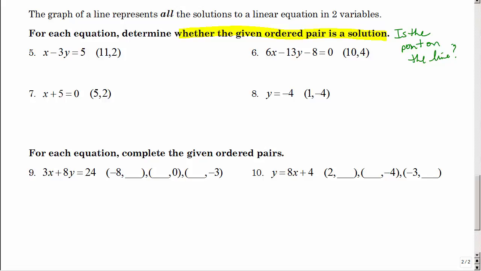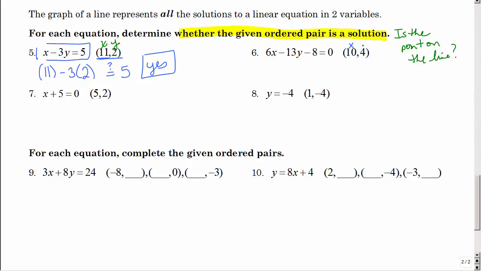So how do we know if it's a solution? Well, this is x, this is y. So we're going to substitute in 11 for x, and we're going to substitute in 2 for y, and we're going to ask ourselves, does that equal 5? Can you do that arithmetic in your head? I hope so. You have 11 minus 6. Is that 5? Yes. So that means if we were to graph this line, this point would be on the line, which means it's a solution to the equation.